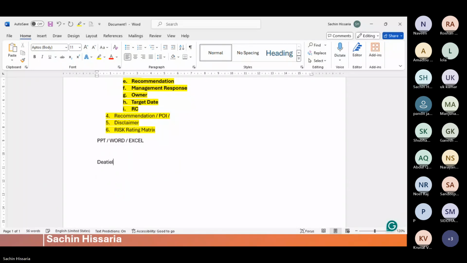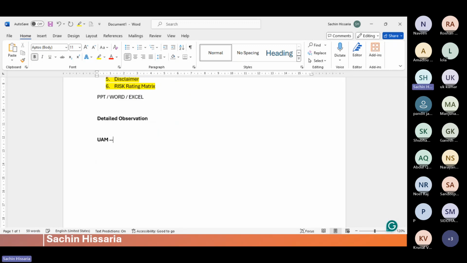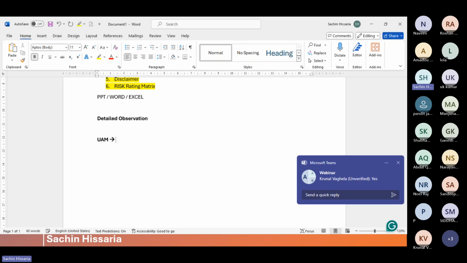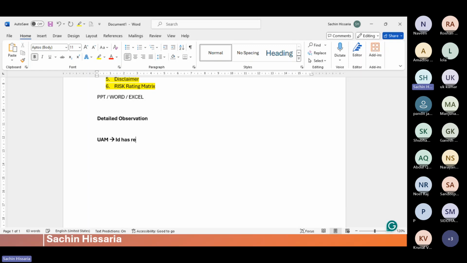Okay, guys. So for writing a detailed observation, we will take one scenario. Are you aware of user access management, guys? In user access management testing, we verify one control: whether the ID has been revoked on a timely basis or not. Correct, guys? We verify this control, whether the ID has been revoked on a timely basis or not. Right? This is one of the controls which we will verify.